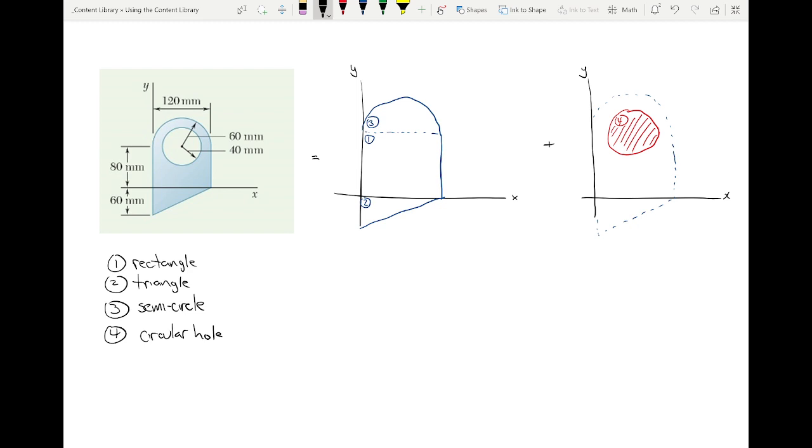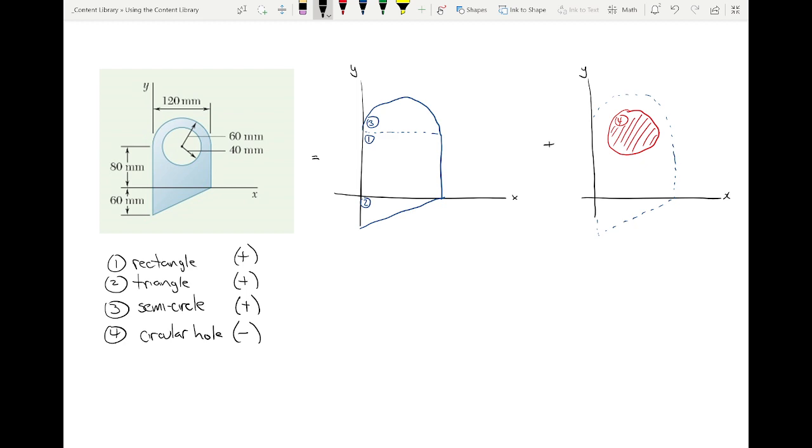If I treated these 3 areas as positive, but I treated this area as negative, think about this like it's Legos, like it's building blocks. I'm trying to construct this piece here. So I take the rectangle, I take the triangle, I take the semicircle, and then I take this hole out of it. That gets me to this piece right here, right? Make sense? I think that's probably the easiest way of splitting this up.